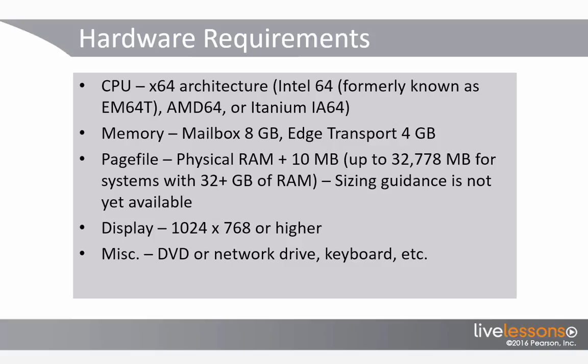First thing you're going to need is a 64-bit CPU. You can use Intel 64, which was formerly known as EM64T. You can use AMD 64 or Itanium IA 64. Now, as memory goes, if you're running the mailbox server role, you're going to need a minimum of 8 gigs of RAM. If you're running the edge transport role, you're going to need 4 gigs. So keep in mind these are minimums, so you may end up needing more memory, especially on the mailbox server. 8 gigs probably isn't going to be enough to run Exchange in a production environment.